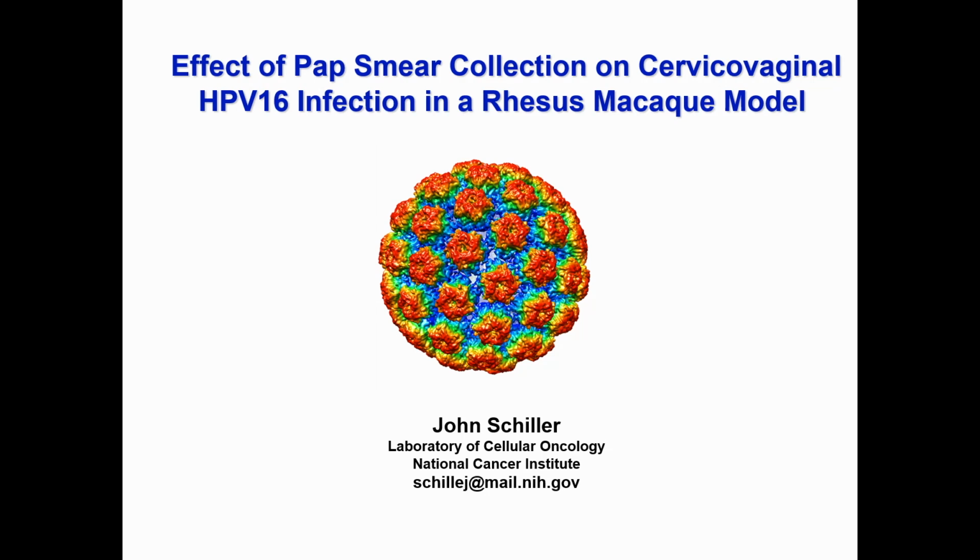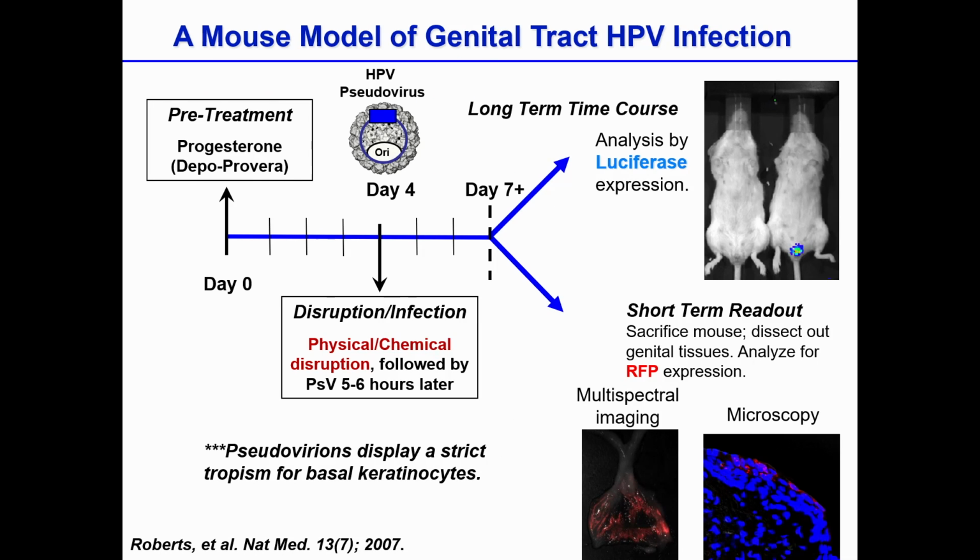So I'm going to go through a little bit of the data from this study, and you can decide for yourself whether it's relevant or not. So the next slide. So this story starts when we developed a mouse cervical vaginal challenge model that Margaret briefly mentioned. And the finding shown in red here that I want to emphasize is that in order to get infection in this model with our HPV pseudovirus, we needed to have physical or chemical disruption before we added the pseudovirus.